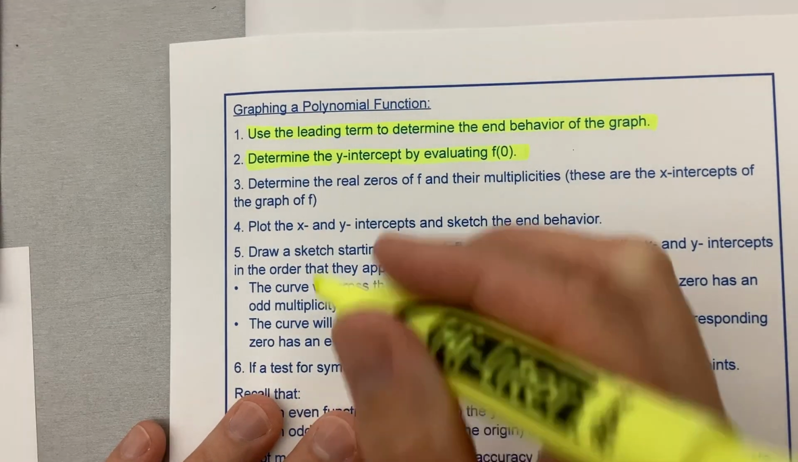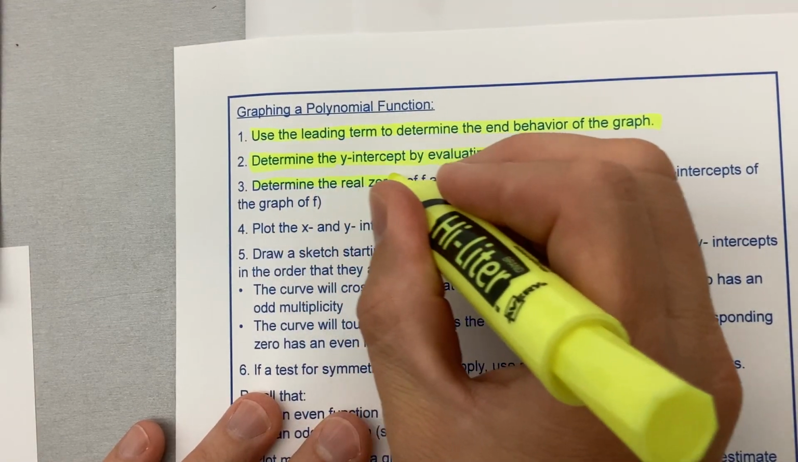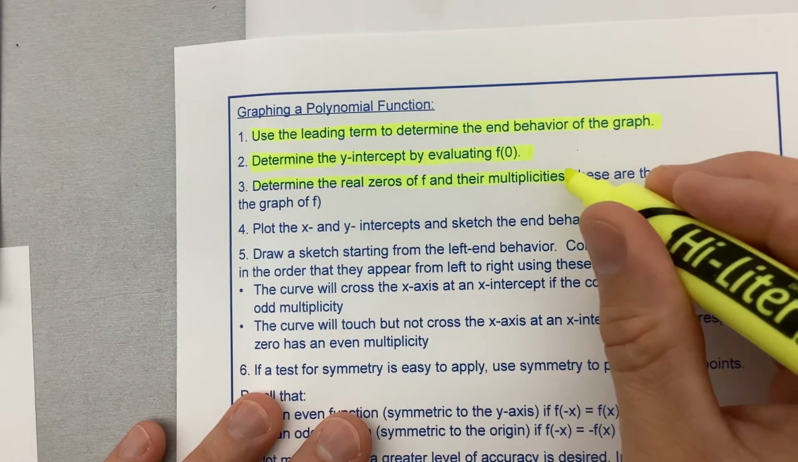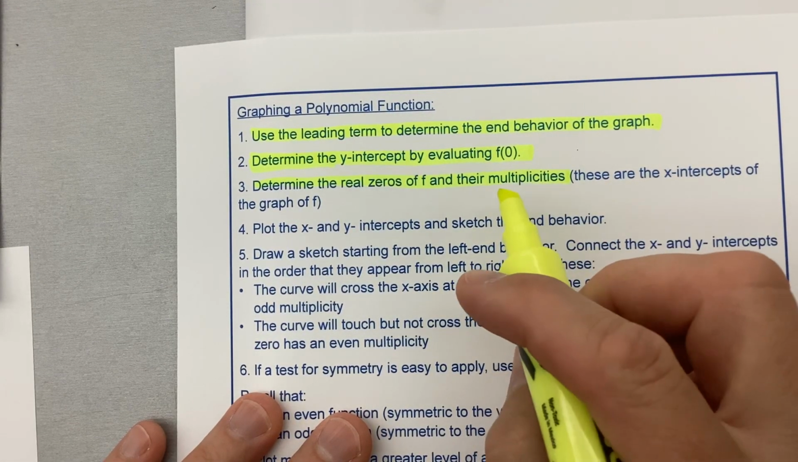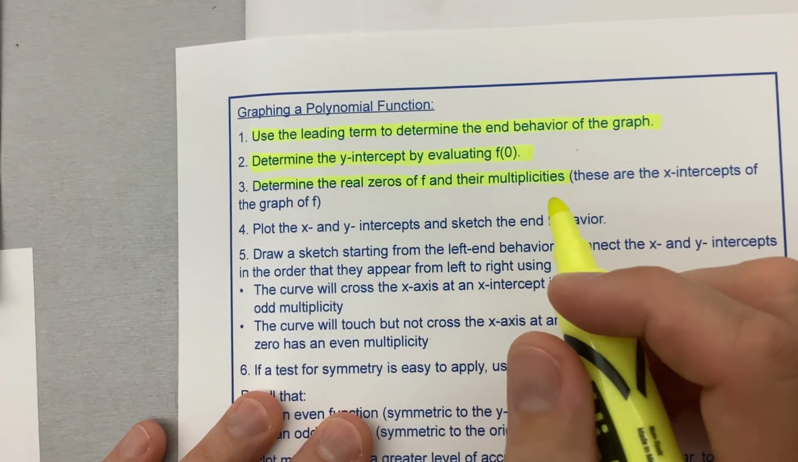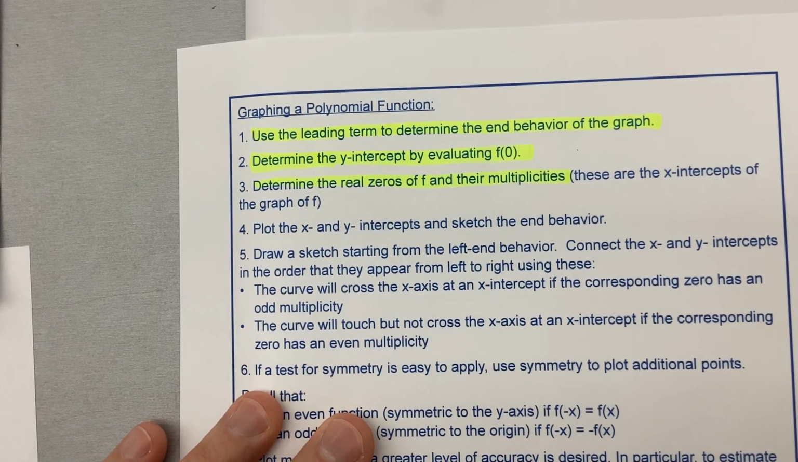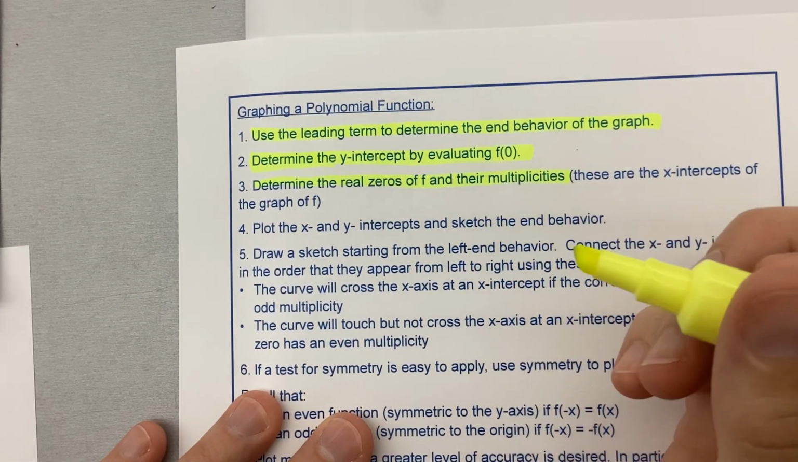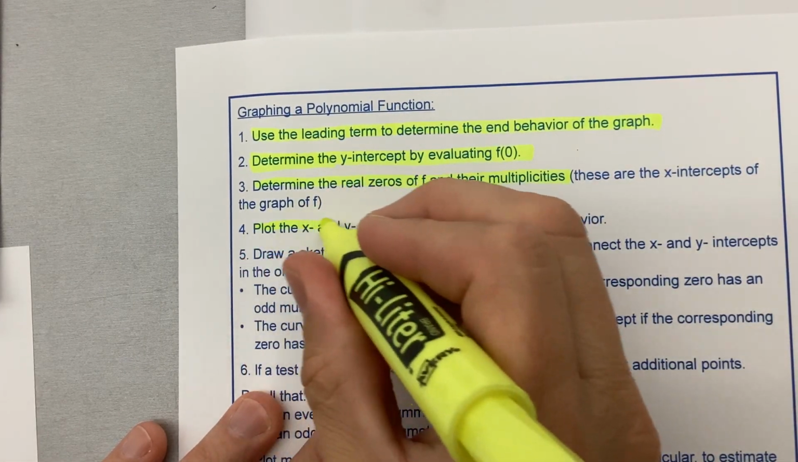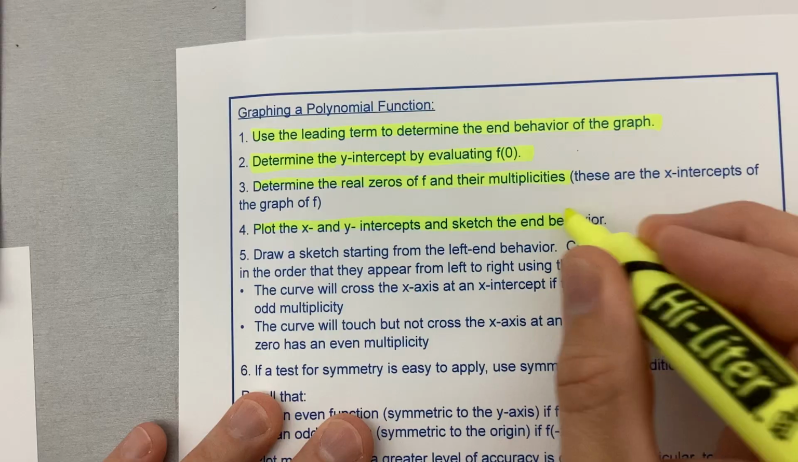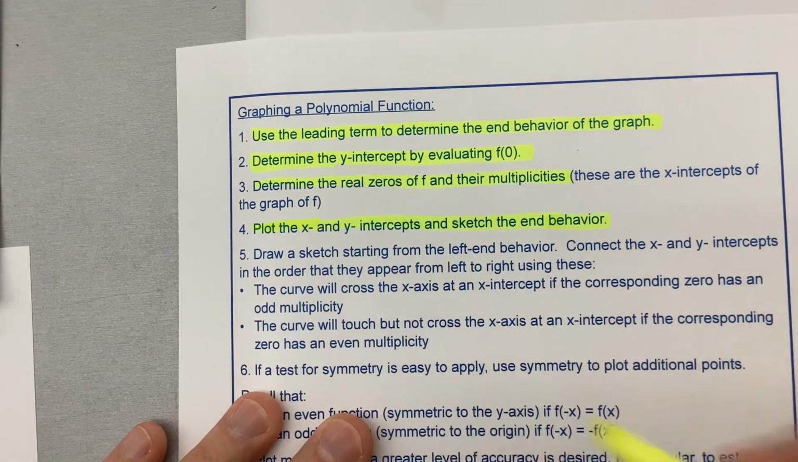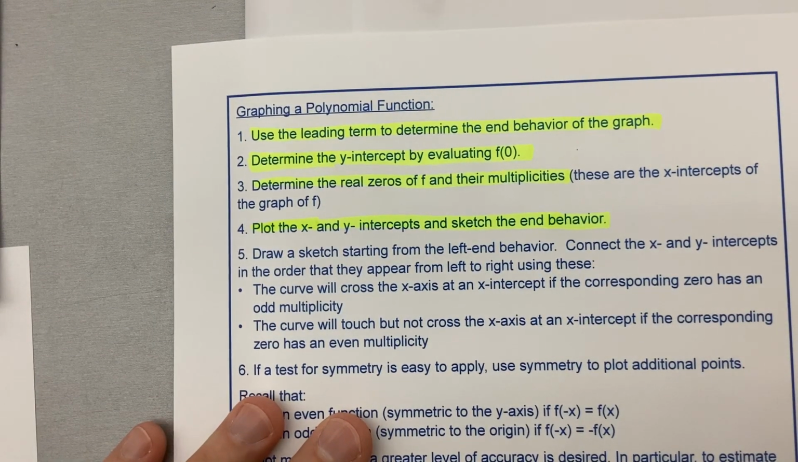Determine the real zeros. Anytime I can find the x-intercepts, I think that can be helpful, as well as the multiplicities. We talked about that on Friday. Even multiplicities is a touching point. Odd multiplicities is a crossing point. So we'll plot those x and y intercepts along with the end behavior.